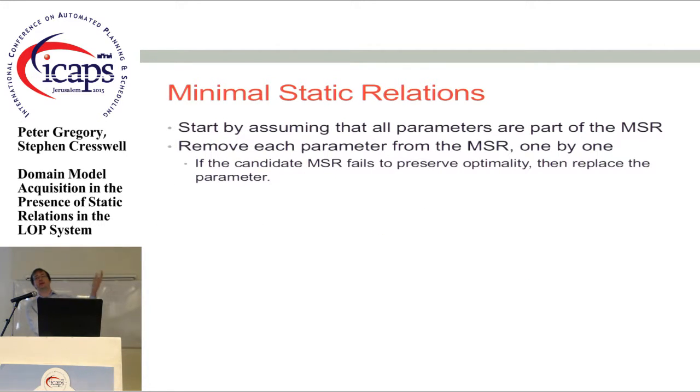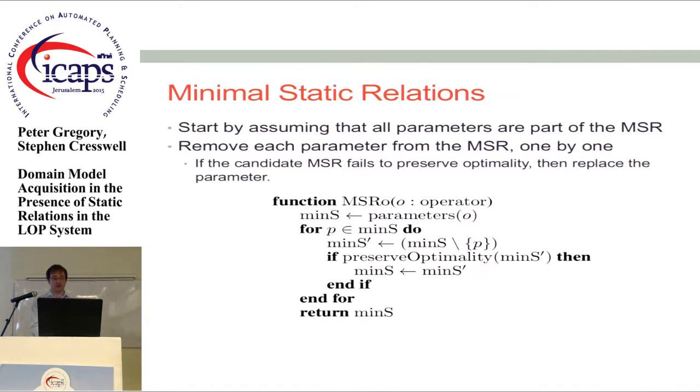So how do we use this algorithm to find minimal static relations? Well, it's quite a simple thing. We start by assuming that all the parameters of an operator are in the minimal static relation. And then one by one, we take them out. We test whether this preserves optimality. If it does, then we throw that one away, we don't need it. If it fails to preserve optimality, we have to put it back in because it was necessary for the static relation. So this is what this algorithm says.